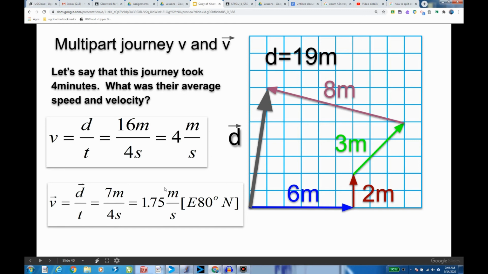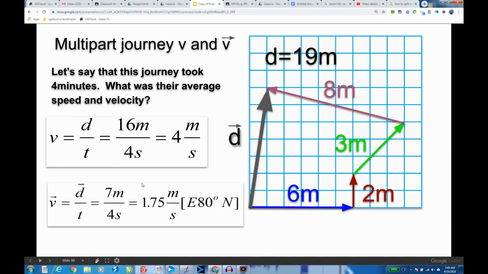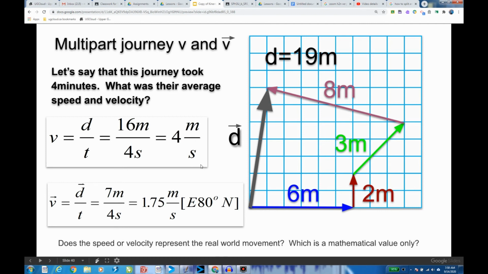And the velocity was 7 meters over 4 seconds. There we go. 7 meters over 4 seconds. And we get that. Notice how I did my meters per second. I'd avoid the slash s. It's much nicer to do it this way, and you'll see why. I know it's nice to write m/s, but it's going to create confusion later on.